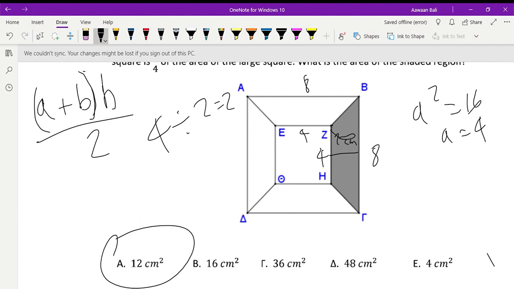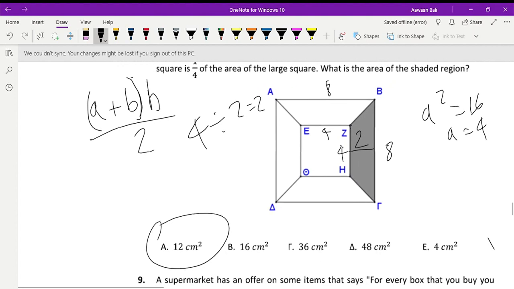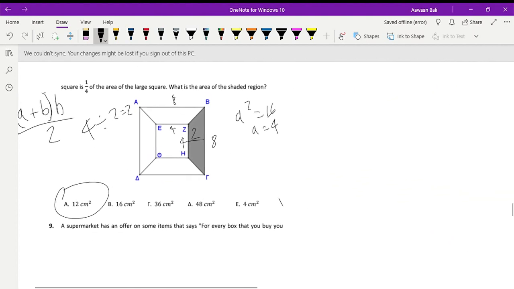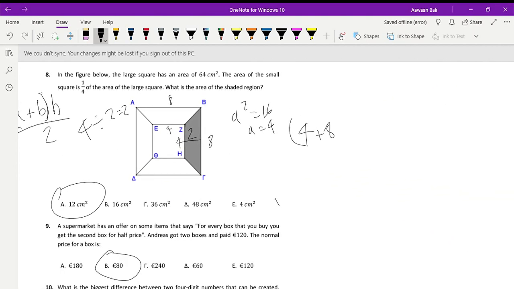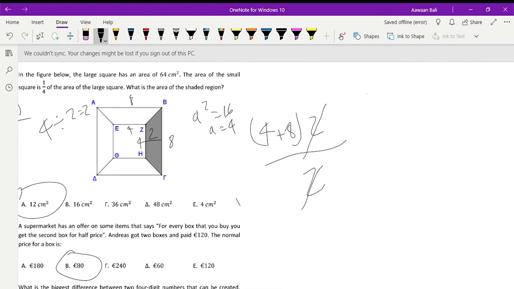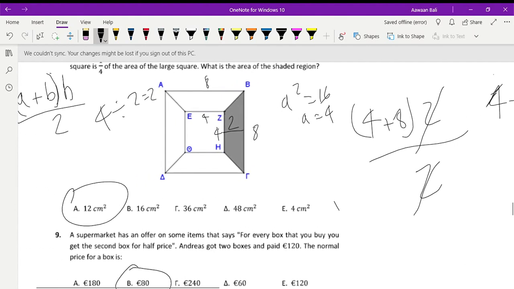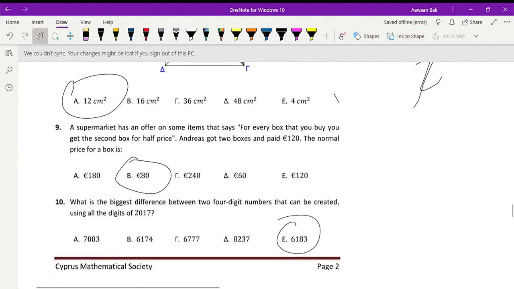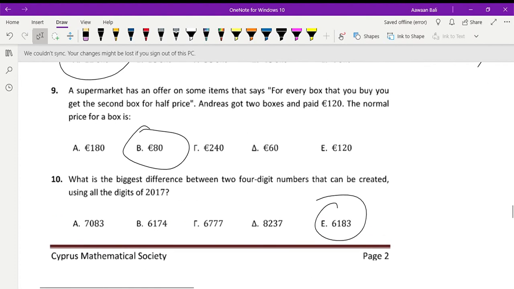So basically, you could just say 2 here. Now we have to do the calculation. So we have 4 plus 8 multiplied by 2 divided by 2. It's lucky that we have 2, because then we can just cancel the 2 with the 2. Since multiplication and division cancel out, and then 4 plus 8 is 12, which means the answer is 12 centimeters squared, which is alpha.